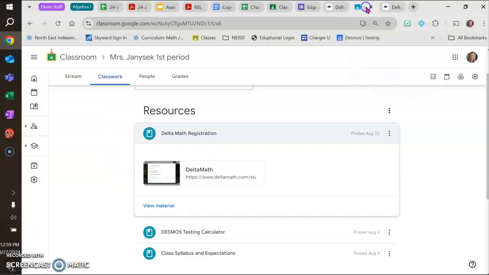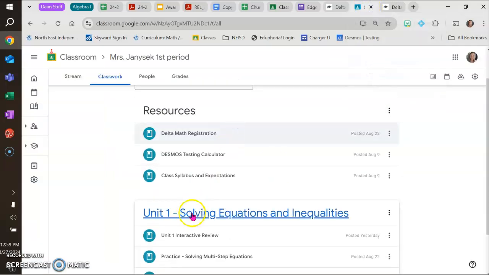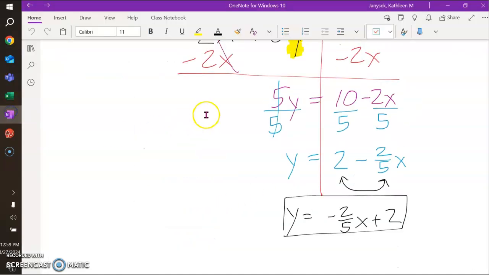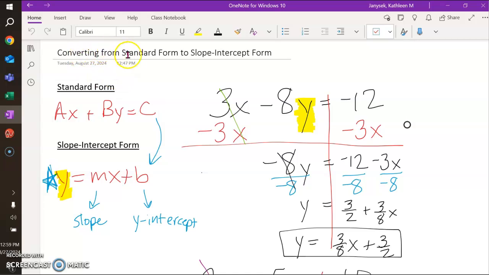So make sure to take care of that, and then I'm going to link the assignment in here as well. It'll be titled what our practice was titled, which was converting from standard form to slope-intercept form. That will be the title of the assignment. So make sure to work on it. It will be for a grade. I am going to look to see how much you've done tomorrow.